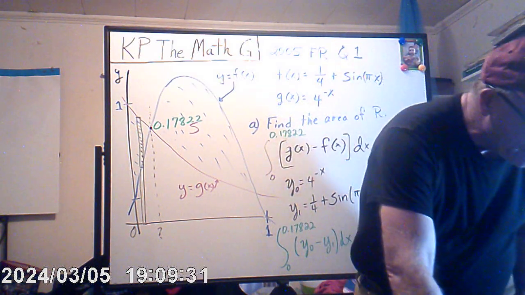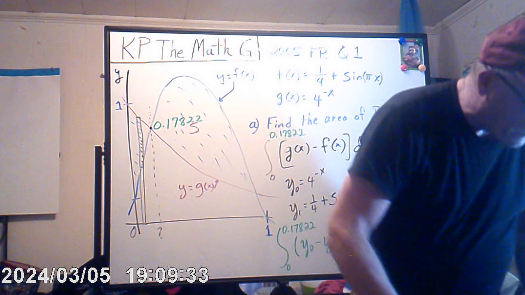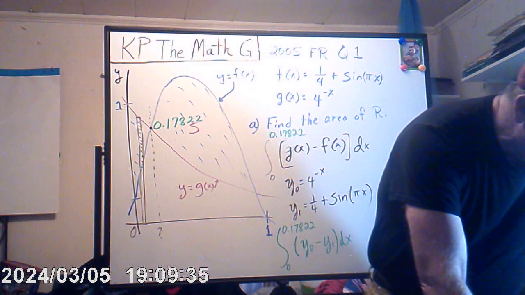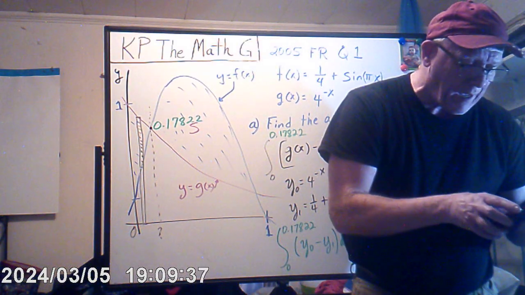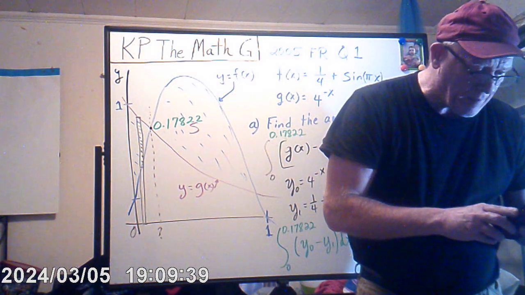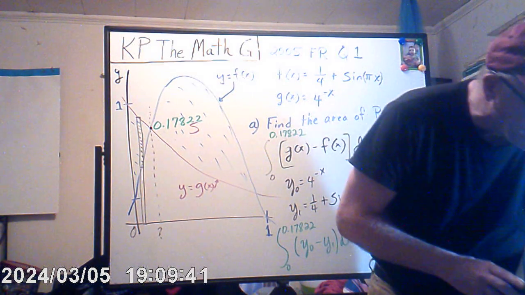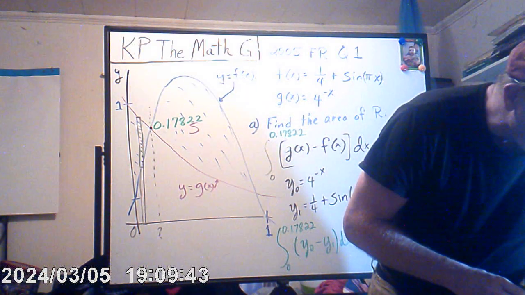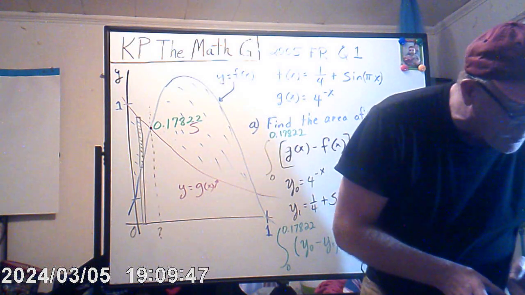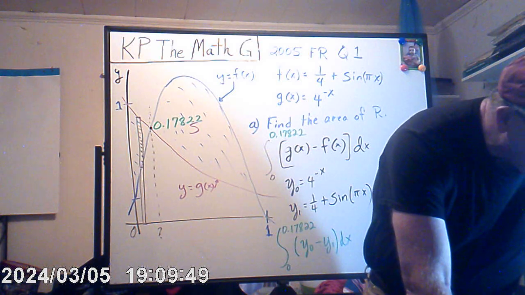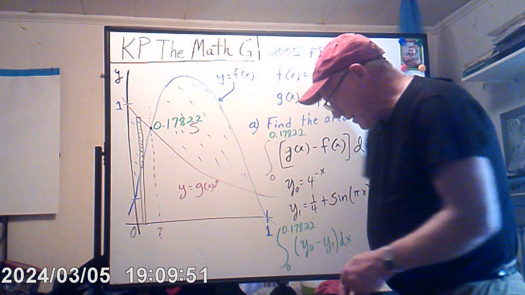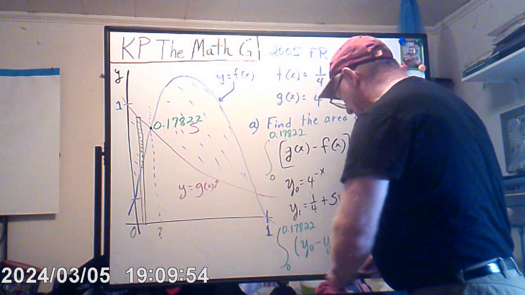Okay, I've got 0.064. Let's see what I have here. Yeah, 0.064, that's what I have. Alright, 0.064. It's a very small number.